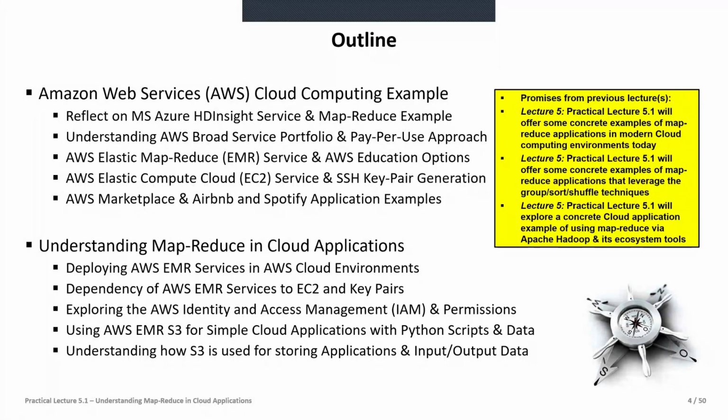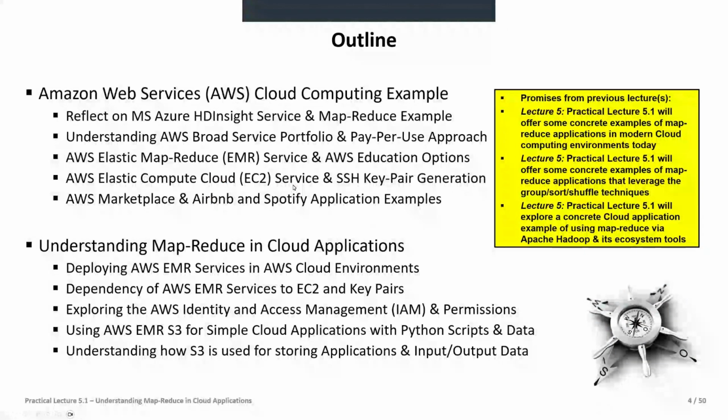We have to prepare the environment with so-called Elastic Compute Cloud services, which are underneath, and create an SSH key pair, because not all of you know what an SSH key pair is. I'll also bring a very short introduction to this topic before we review some very small applications that make use of AWS Elastic MapReduce in practice, which is Airbnb and Spotify, for instance.